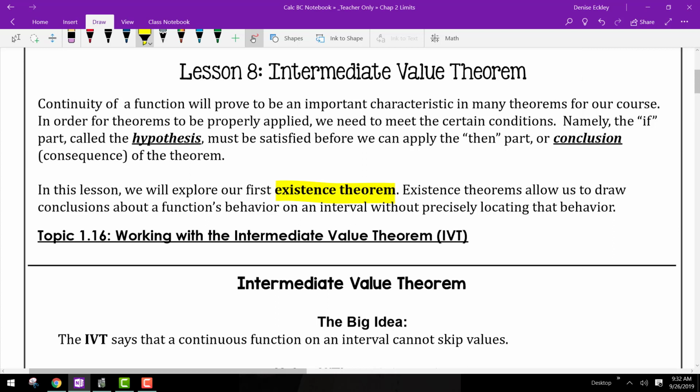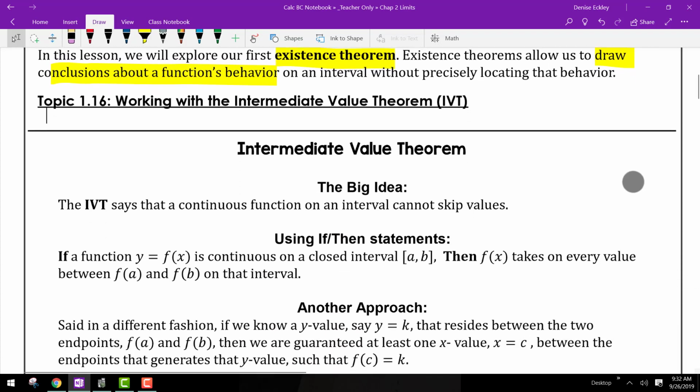An existence theorem tells you that we know something happens, something exists, but we can't precisely say what that value is. So the importance of existence theorems is it lets us draw conclusions about behavior, which is very important, even if we can't say exactly what that value is. So let's talk about what the big ideas are of the intermediate value theorem.